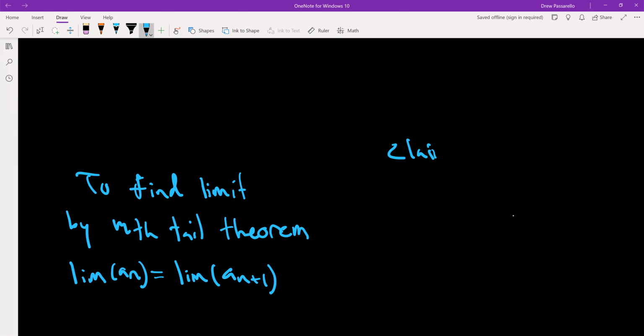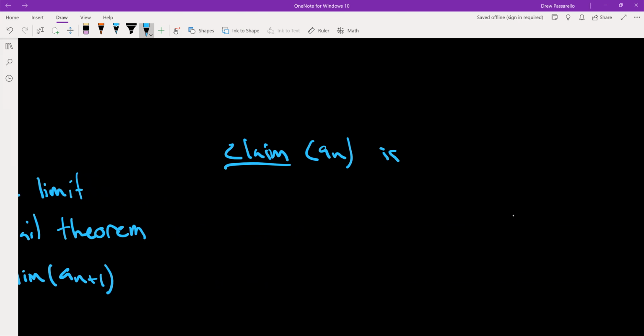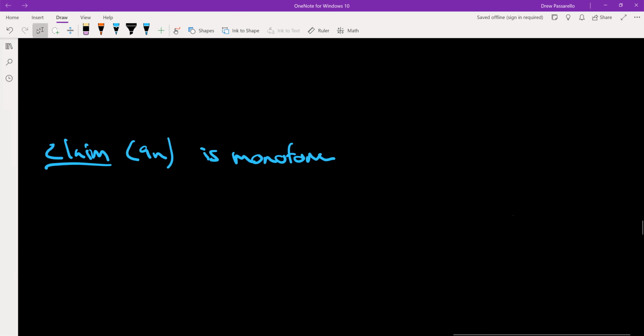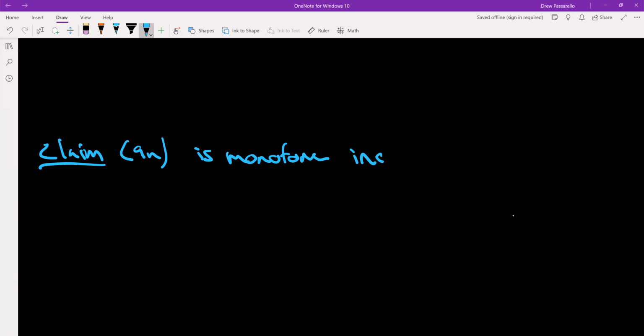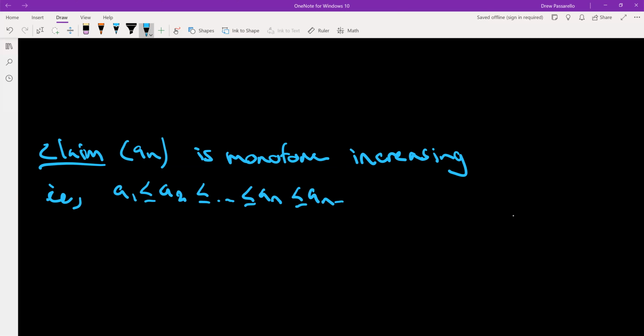So claim: our sequence is monotone. And I'm going to say it's going to be monotone increasing. In other words, our sequence is such that we have a1 less than or equal to a2, less than or equal to ... less than or equal to a_n, less than or equal to a_{n+1}, and so forth. All right, so that's what we're going to show.